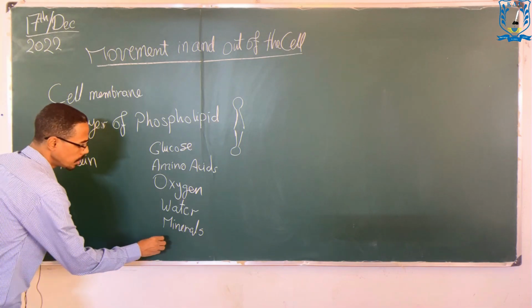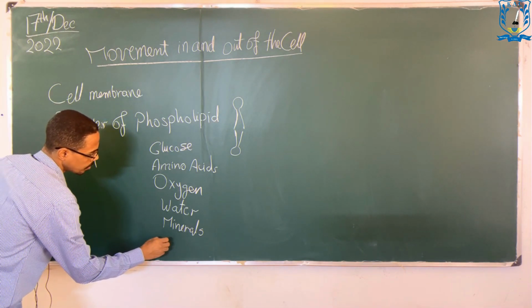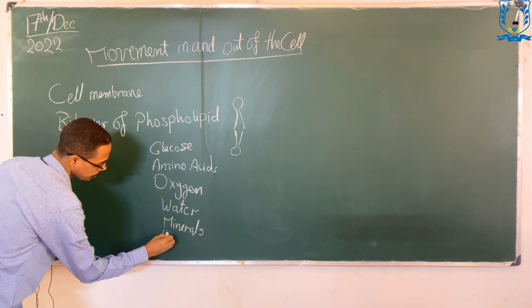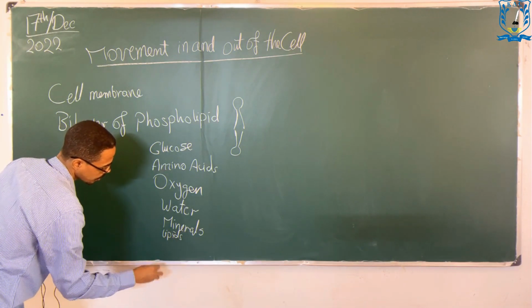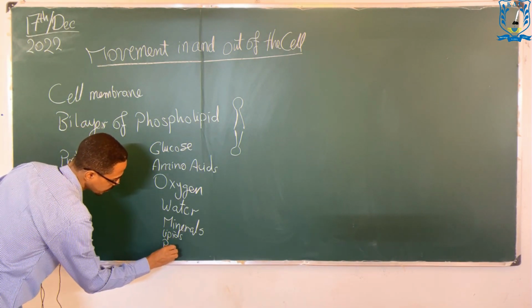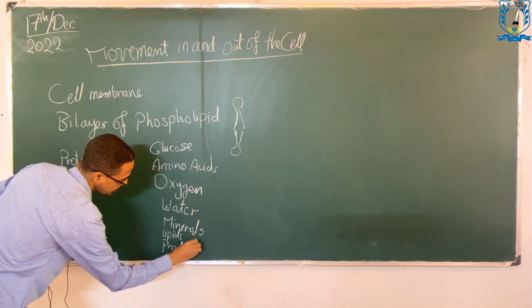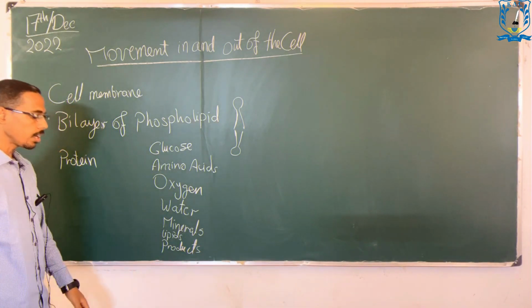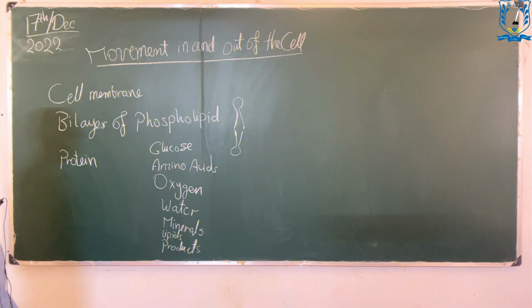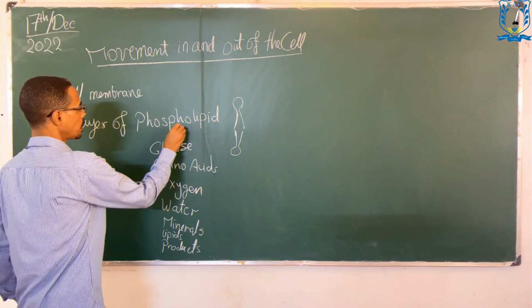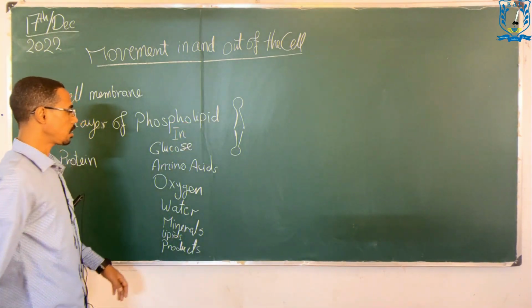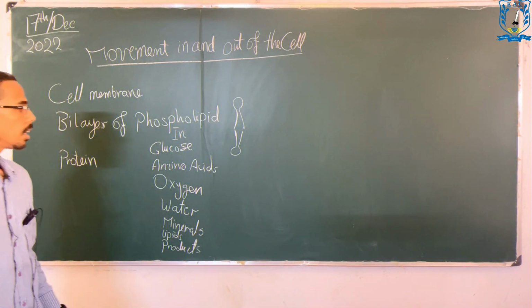And lipids, and some products that may come specifically from a certain type of cell. So these are the substances that must get into the cell.